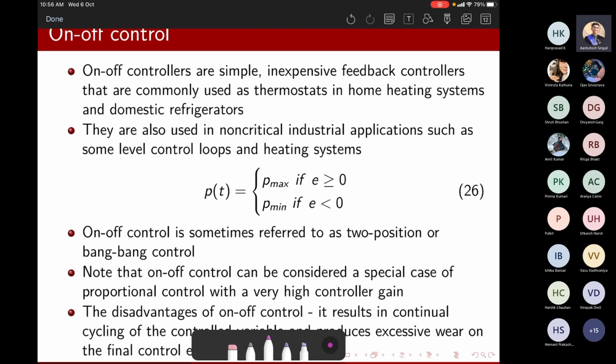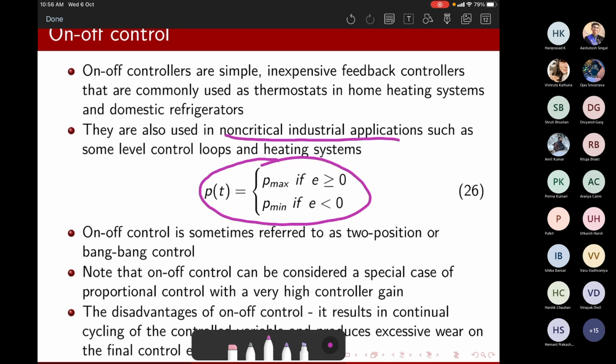So there is also an on-off control strategy. Instead of a PID control, on-off control is generally for non-critical industrial applications. The simplest on-off control that you would see in your home would be a heater. It would cut off, or even an AC, which is a non-inverter AC, when the temperature goes above.